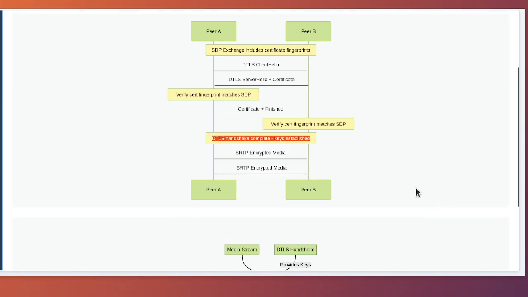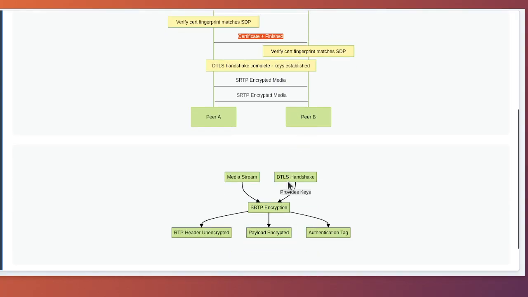Instead of relying on certificate authorities like web browsers do for HTTPS, WebRTC uses self-signed certificates combined with fingerprint verification. During the connection setup, each peer generates a self-signed certificate. The fingerprint of this certificate, which is just a cryptographic hash, is included in the SDP exchange and transmitted through the signaling server. When the DTLS handshake occurs, each peer verifies that the certificate presented by the remote peer matches the fingerprint they received through signaling. This binds the security of the media connection to the security of your signaling channel.